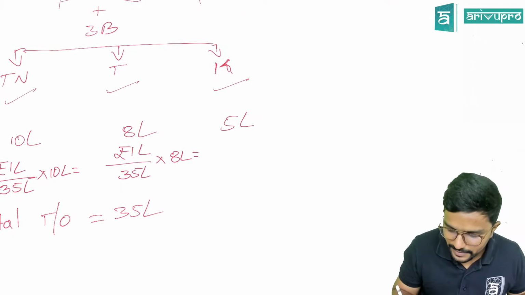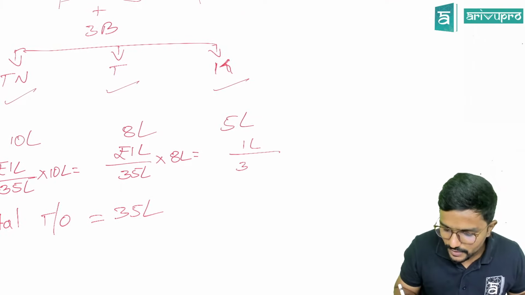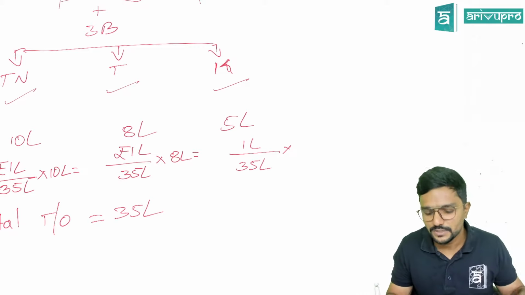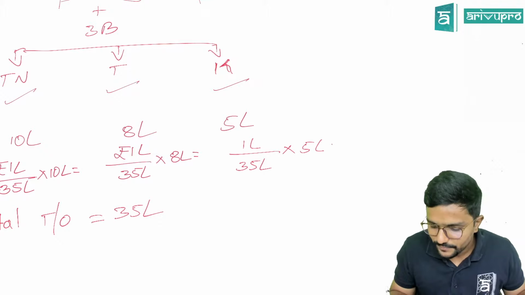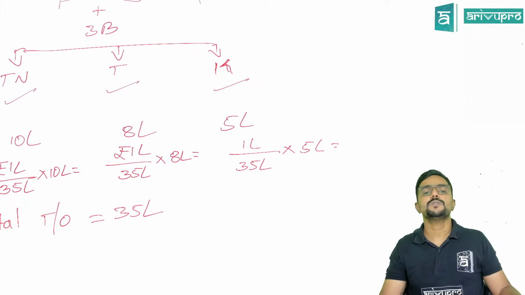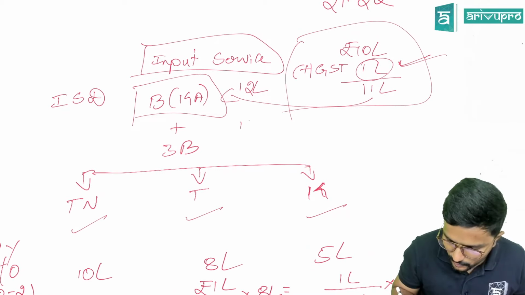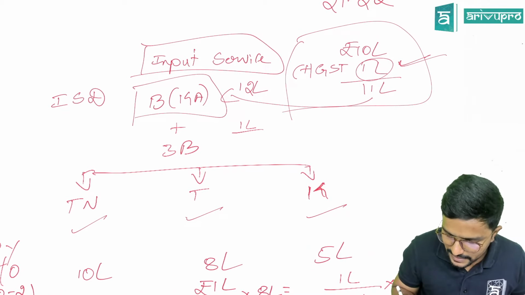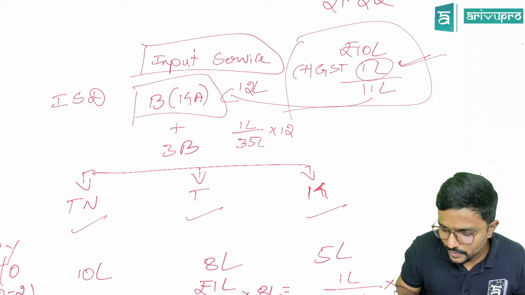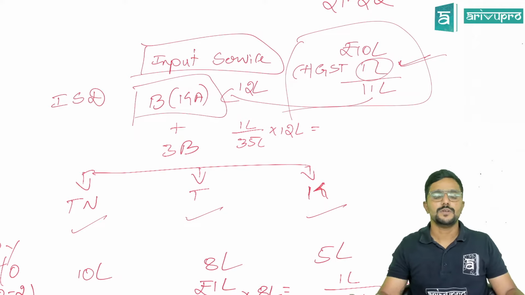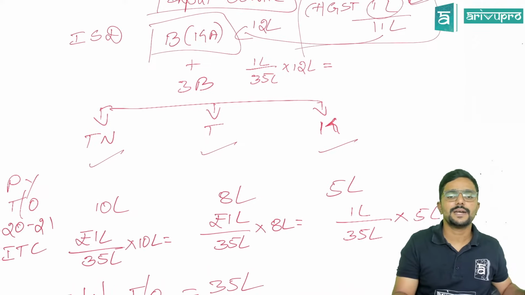Same way for Kerala branch: 1 lakh is the total credit, 35 lakh is the total turnover of all the beneficiary units, into 5 lakh. This much will go to Kerala branch. And coming to Karnataka branch, 1 lakh is the total input tax credit divided by the total turnover into the turnover of that respective unit. This is all. So you will distribute the total 1 lakh credit.